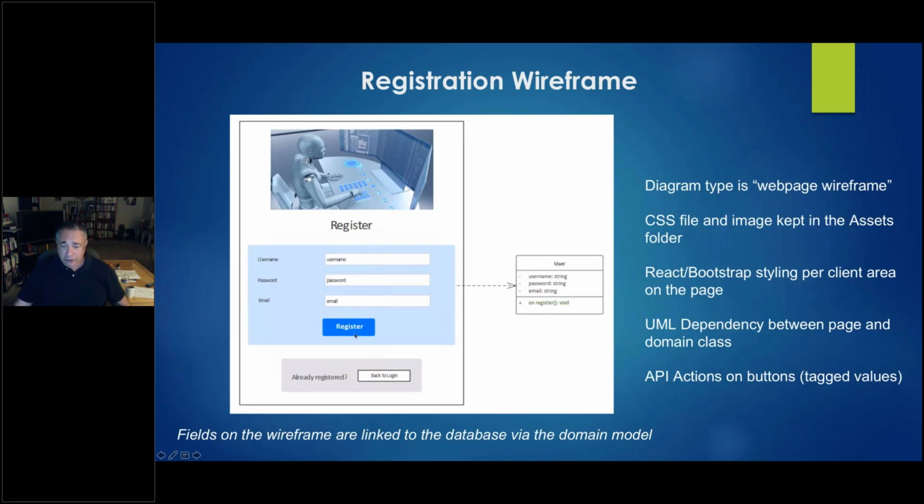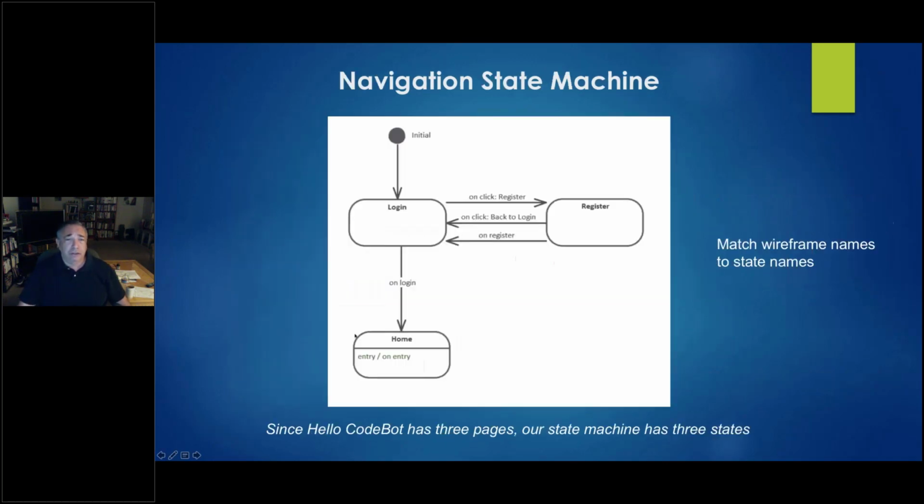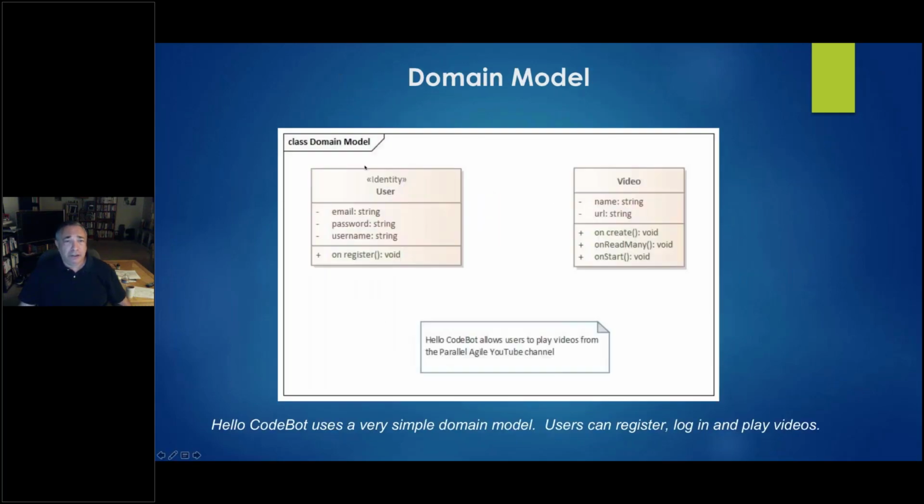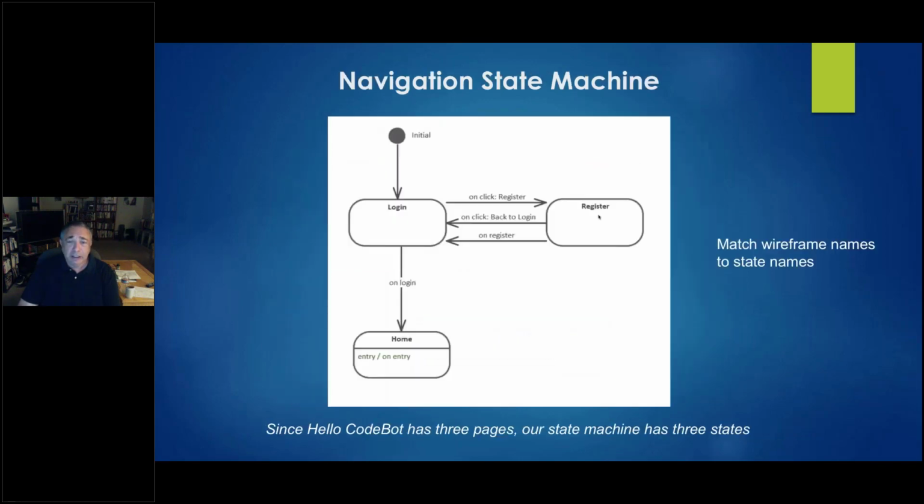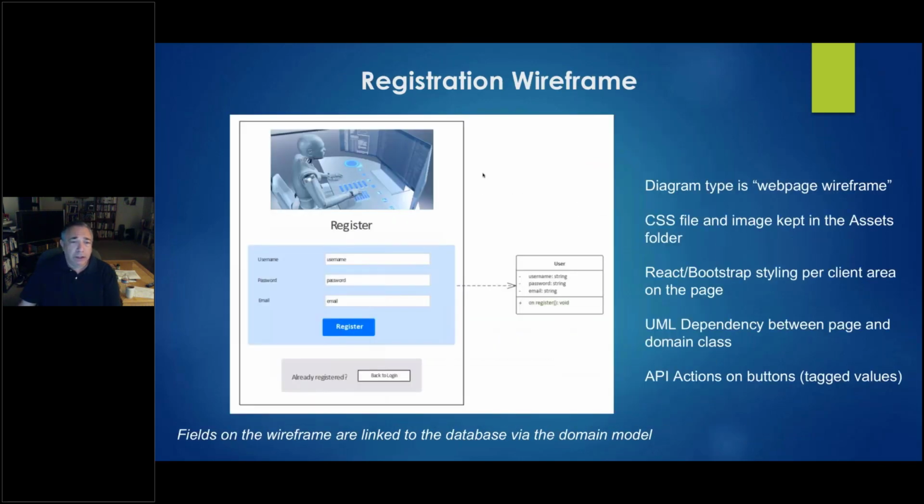So CodeBot will take this domain model and it'll generate a REST API with users and videos in it. And that REST API will have all your database access functions, the create, read, update, delete, the CRUD functions, a bunch of search functions like find by attribute, things like that. And you can access the functions in the API by putting a tag value on the button. Okay, so we'll take you through this one step at a time here.